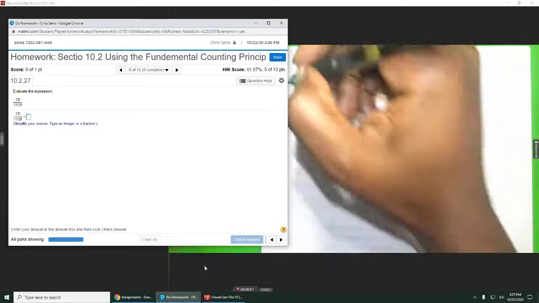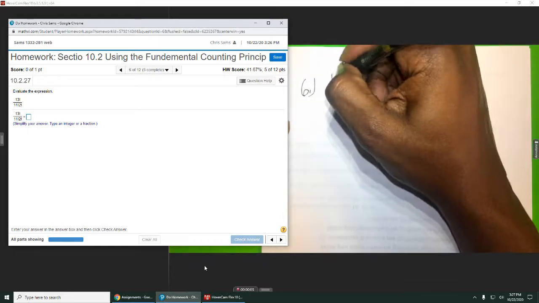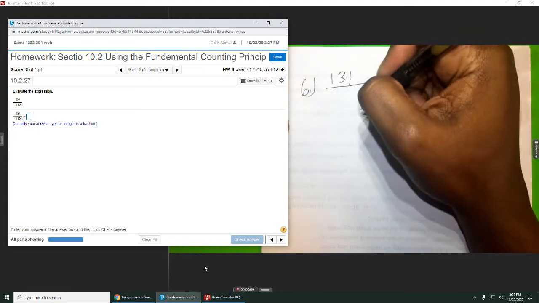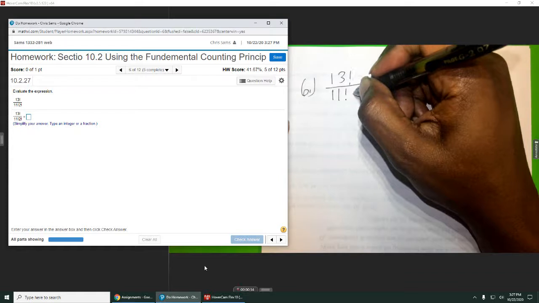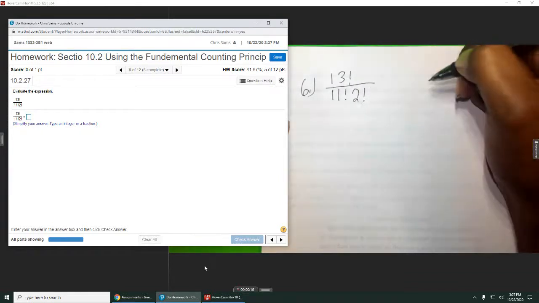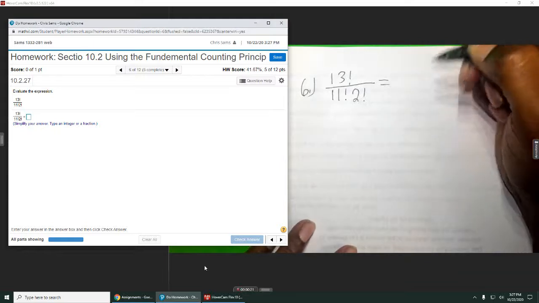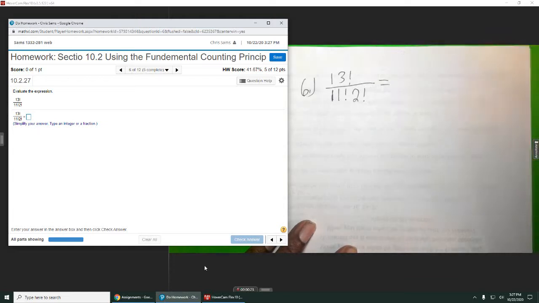All right, number 6. Okay, we have 13 factorial divided by 11 factorial, 2 factorial. Right, so the rule that I want you guys to follow is you find the biggest number on the bottom. That's the one you're going to divide out.